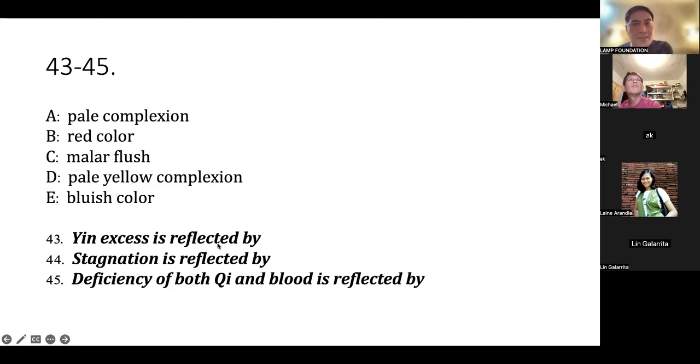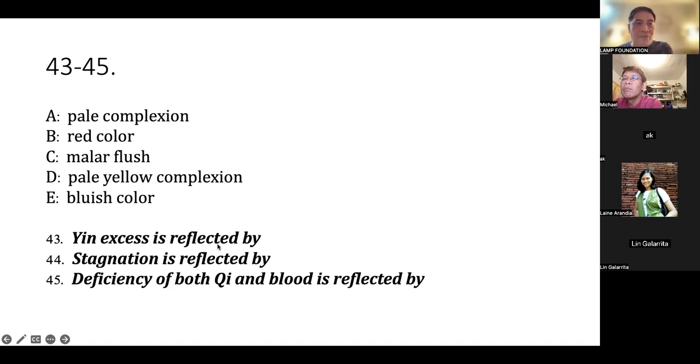Okay, saan natin nakikita ang Malar Flush? Sa cheeks. No, alam natin yun. Anong condition? Anong pattern? Yin deficient. Very good. Kung red color, yung mukha, excess. Ang galing. I'm so proud of all of you. I think you are now ready to face patients.